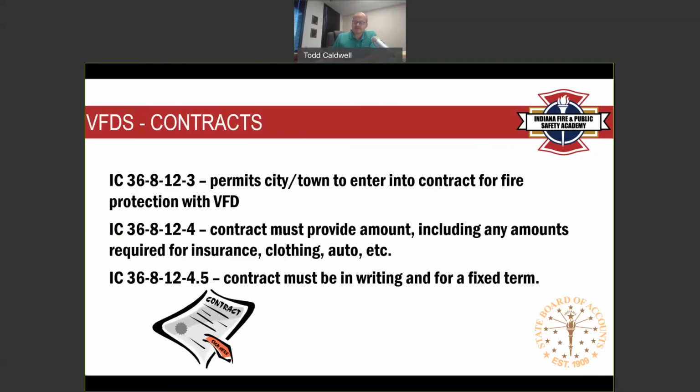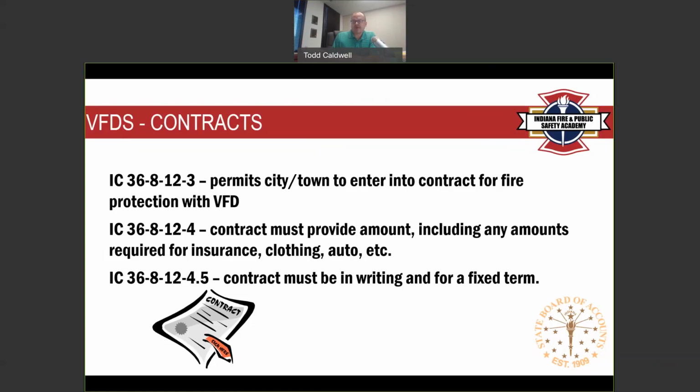Volunteer fire department contracts. I know the slide says cities or towns, but 36-8-12-3 permits a unit, which could be a city, a town, a county, or a township, to enter into a contract for fire protection with a volunteer fire department. The contract must provide the amount, including insurance and clothing, of the contract, and it should also stipulate the payment methods. Is it one check for the entire year? Is it one check every 6 months? That's my experience, the most common method, that you usually pay twice a year. Or if it's monthly payments, whatever it is, the contract should stipulate that.